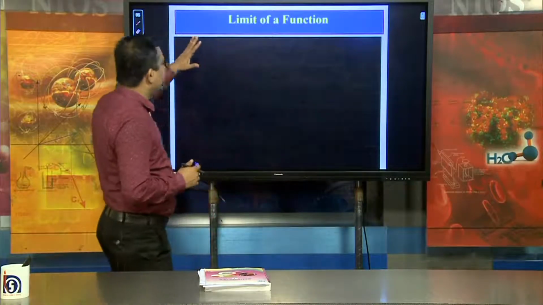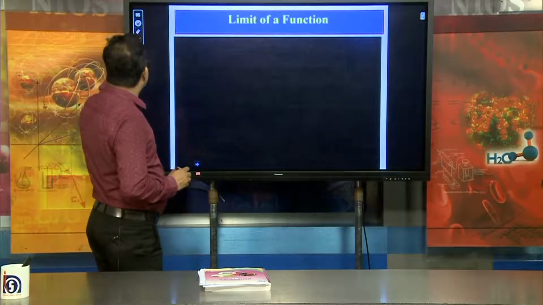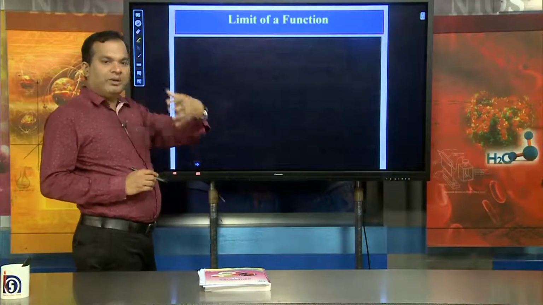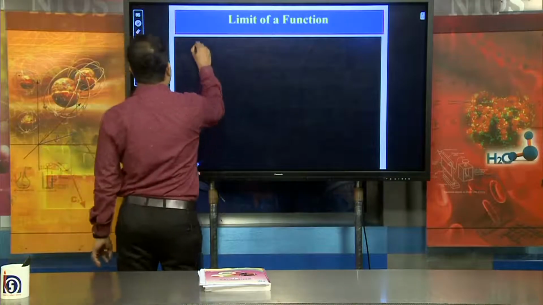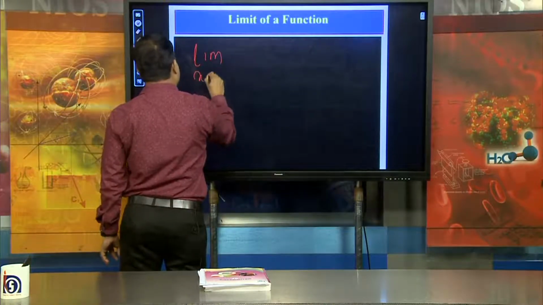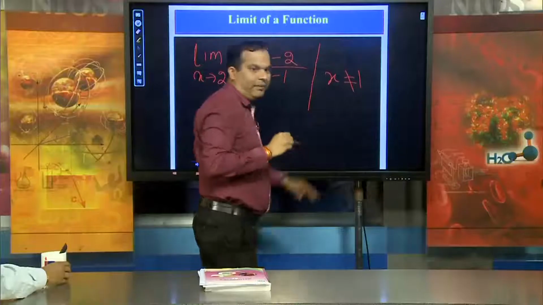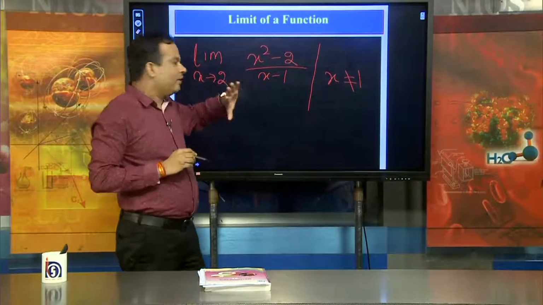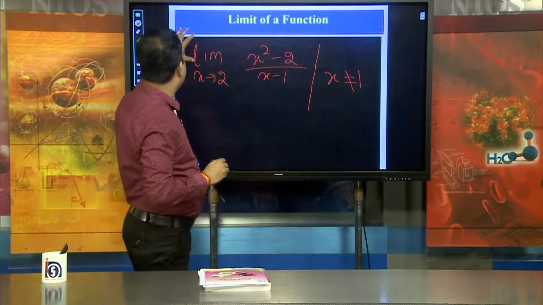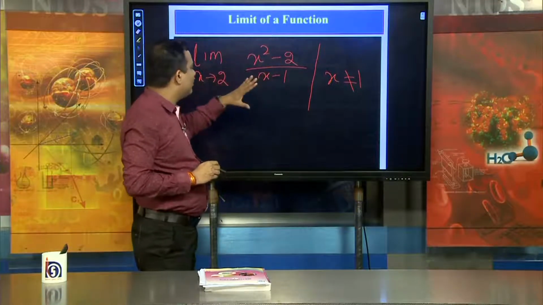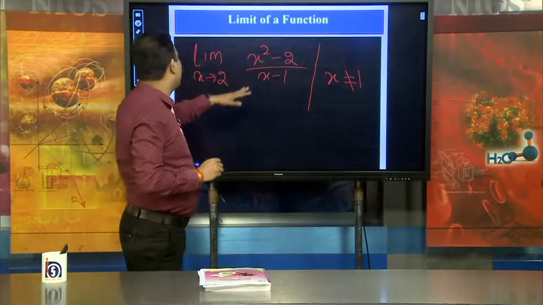Now, remember, when talking about the limit of a function, there is a mathematical notation. We can write, for example, limit x tends to 2 of (x square minus 2) by (x minus 1), where x is not equal to 1. Now we are going to find out the limit as x tends to 2 of x square minus 2 divided by x minus 1.